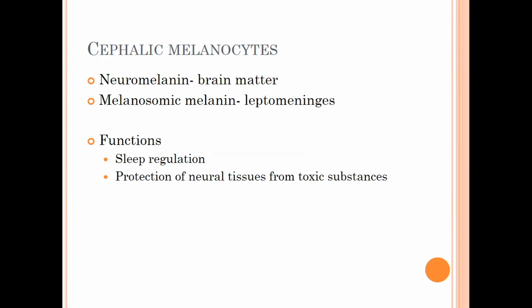Cephalic melanocytes produce two types of melanin, neuromelanin and melanosomic melanin. This melanosomic melanin is similar to what is found in the skin and is found mainly in the leptomeninges. But the neuromelanin found in brain matter like the substantia nigra is chemically different from normal melanin. The functions: they have some neuroendocrinological functions including sleep regulation, and also play a role in protecting neural tissues from toxic substances.